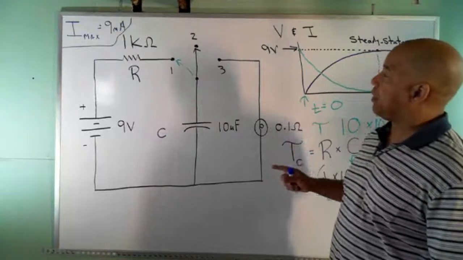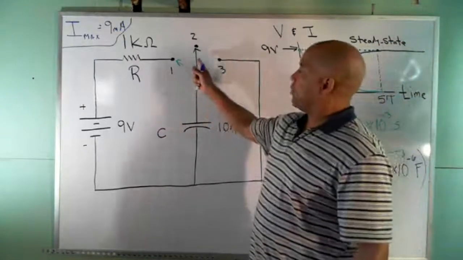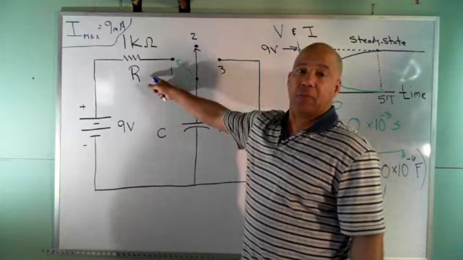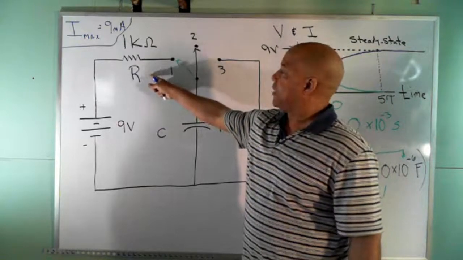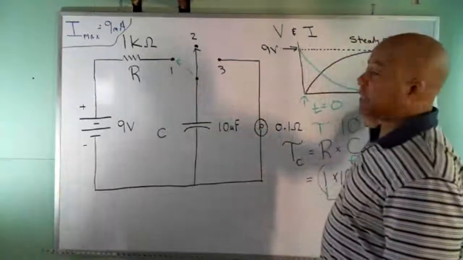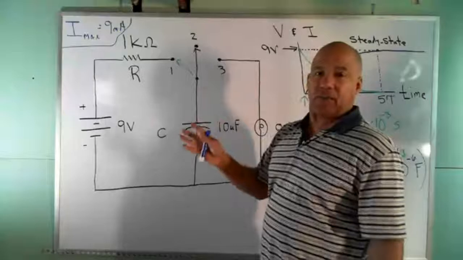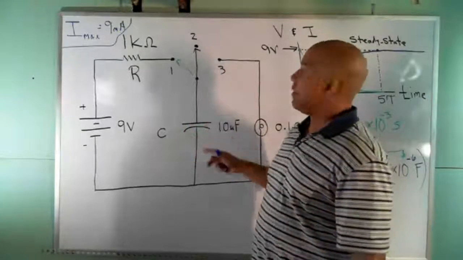So here's a situation where, when I go from position 2 to position 1, I'm charging through 1,000 ohms. And once that reaches 9 volts, once it reaches steady state, I can go from position 1 to position 2 and I can hold that charge. I can basically hold that voltage.